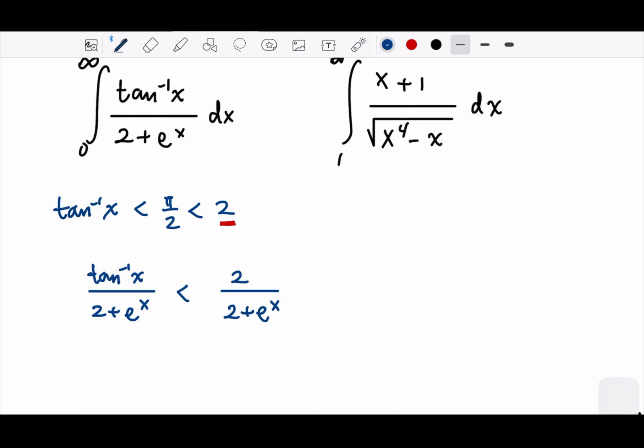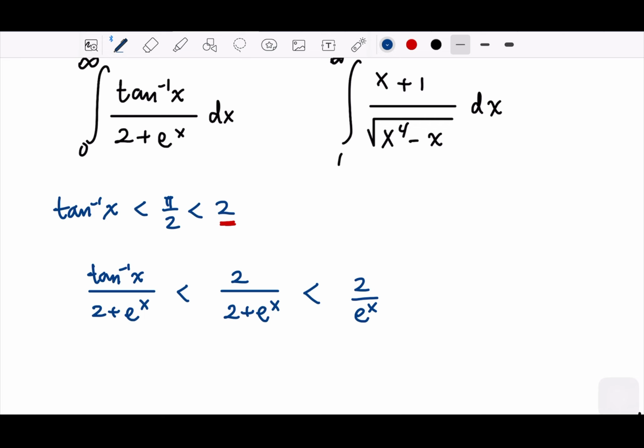And then we can simplify this into another comparison, that this is going to be less than 2 over e to the power of x. Okay. When you have a constant in a fraction, when you add a constant in the bottom, it means that it's going to be less. When we have a greater constant, we will have less.